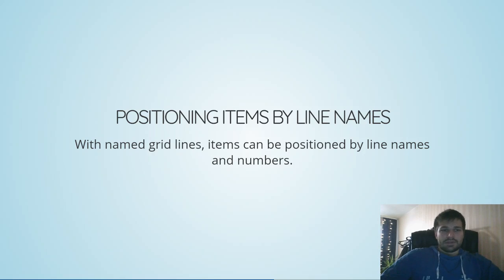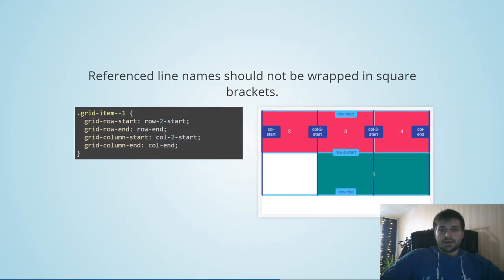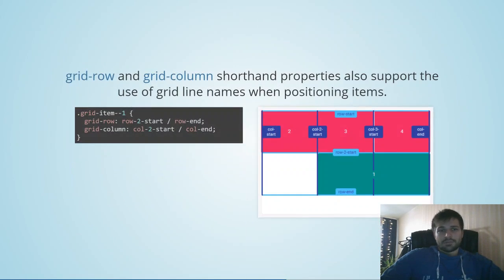It's a very cool thing. With named grid lines, items can be positioned by line names and numbers. Referenced line names should not be wrapped in square brackets. The grid-row and grid-column shorthand properties also support this.